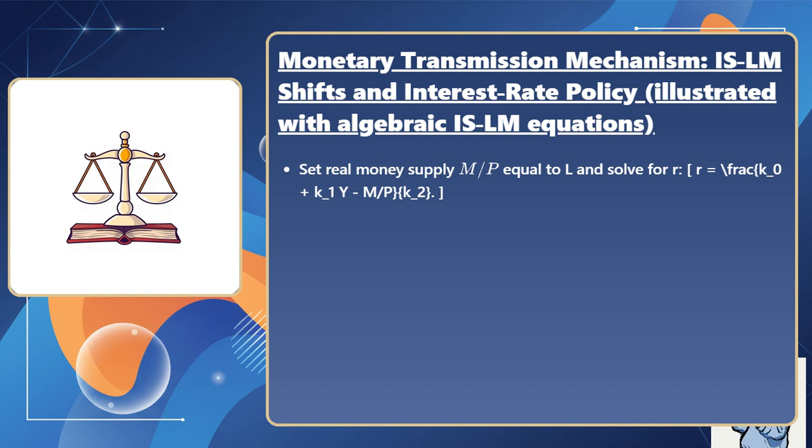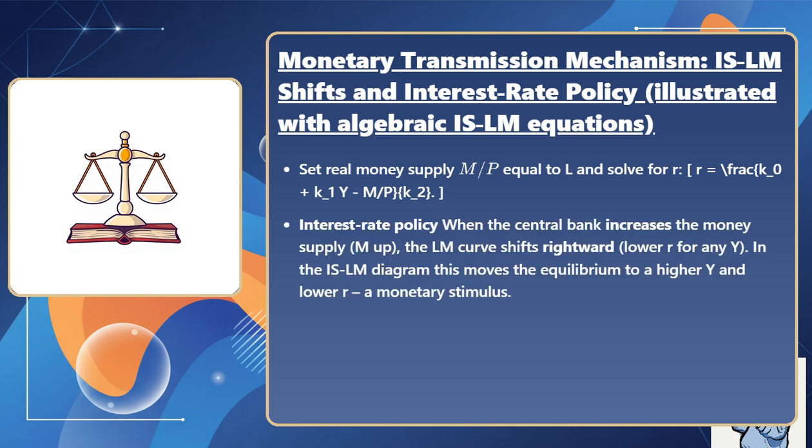R equals (K0 plus K1 times Y minus M over P) all over K2. Interest rate policy: when the central bank increases the money supply, M up, the LM curve shifts rightward, lower R for any Y in the ISLM diagram. This moves the equilibrium to a higher Y and lower R, a monetary stimulus.